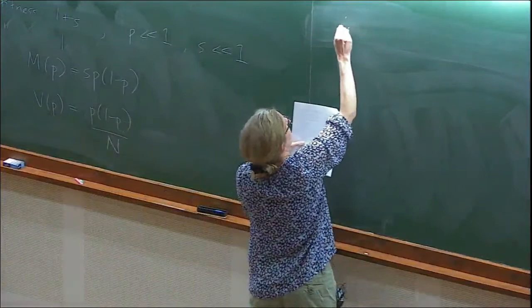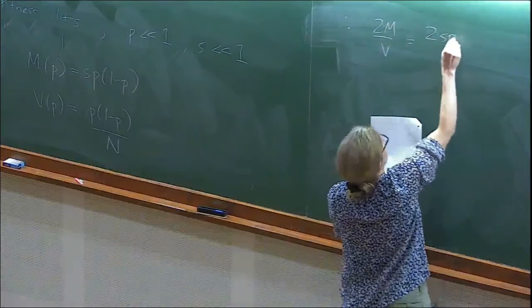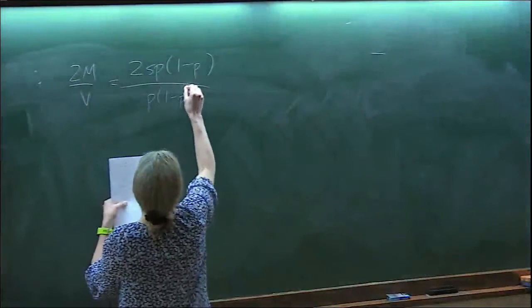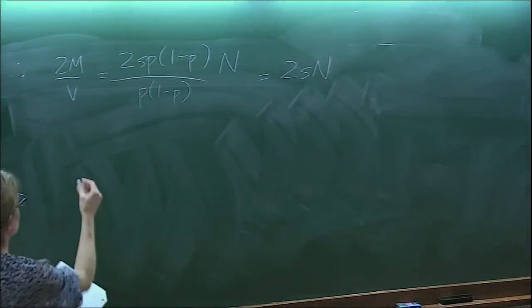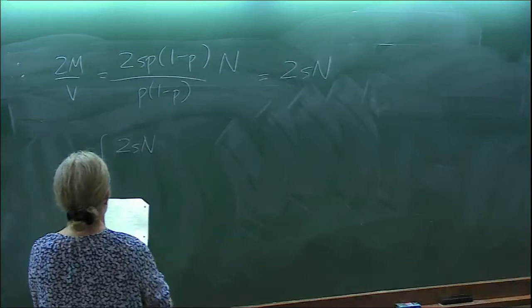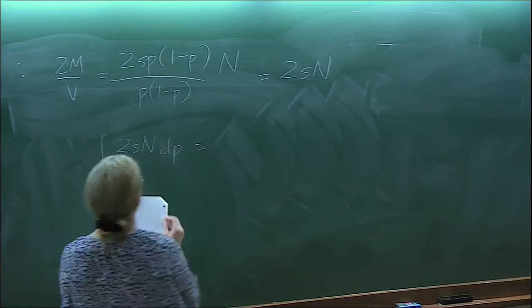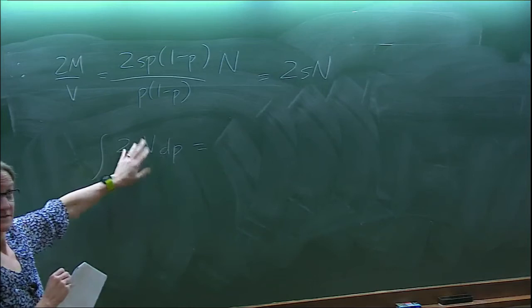therefore, 2m on v is 2sp(1 minus p) over p(1 minus p), and we'll get an N up top again, 2sN. And then to plug in, we're going to need the integral of 2sN dp. So with respect to p, this is a constant, so we integrate it, we get 2sNp.